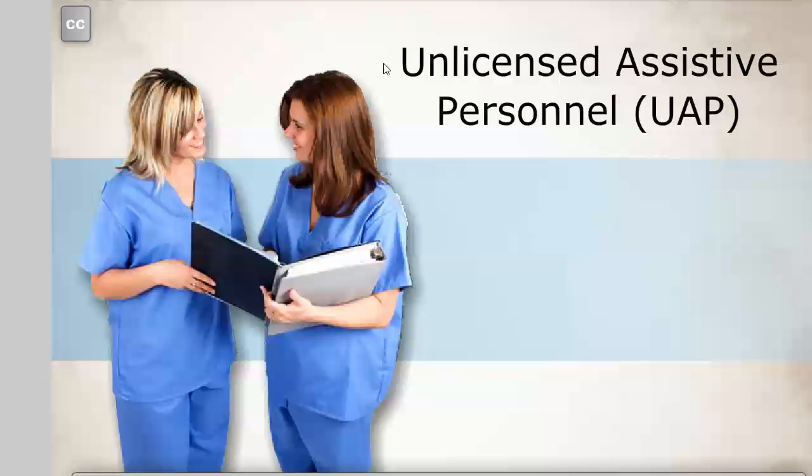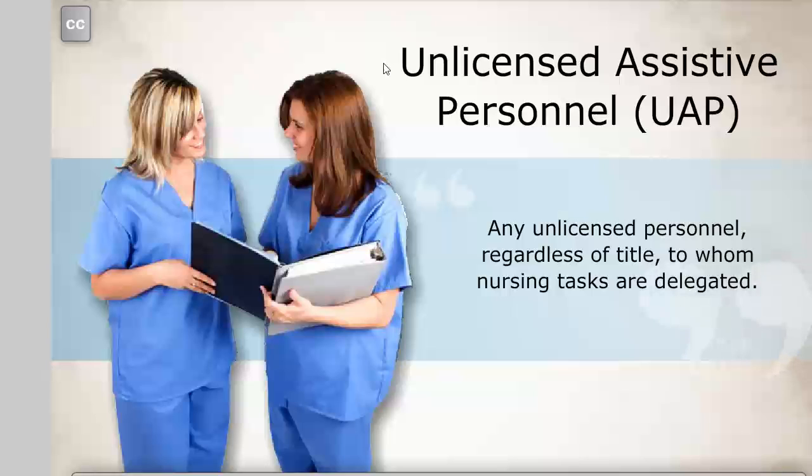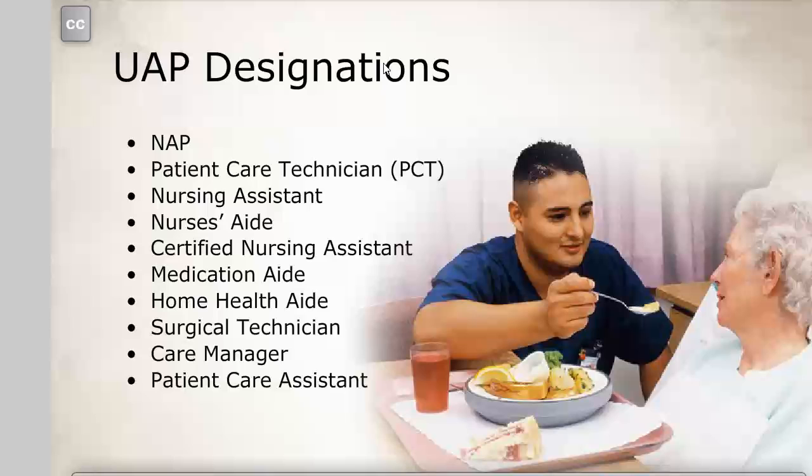According to the National Council of State Boards of Nursing, UAP, also referred to as NAP or Nursing Assistive Personnel, are any unlicensed personnel, regardless of title, to whom nursing tasks are delegated. UAP have many job titles. Some of the more common ones are nurses' aides, certified nursing assistants, and patient care technicians. The delegating nurse must know the job description and match the skill level of the UAP to the task being delegated.